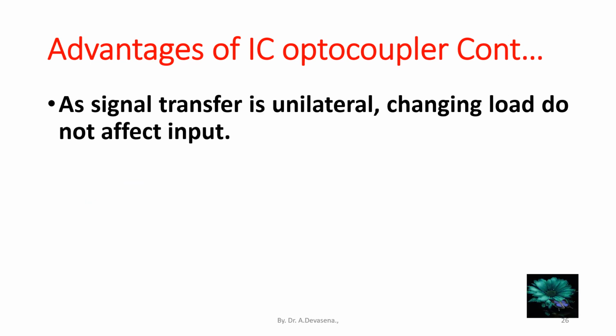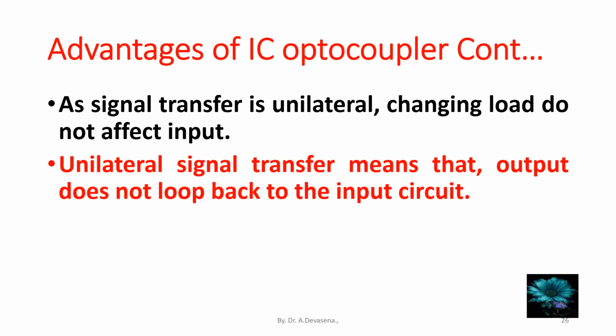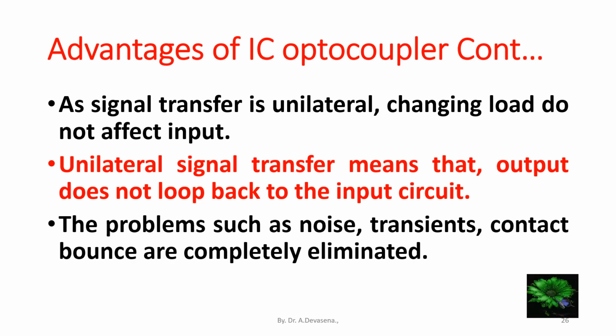As signal transfer is unilateral, changing load does not affect input. Unilateral signal transfer means that output does not loop back to the input circuit. The problems such as noise, transients, and contact bounce are completely eliminated.